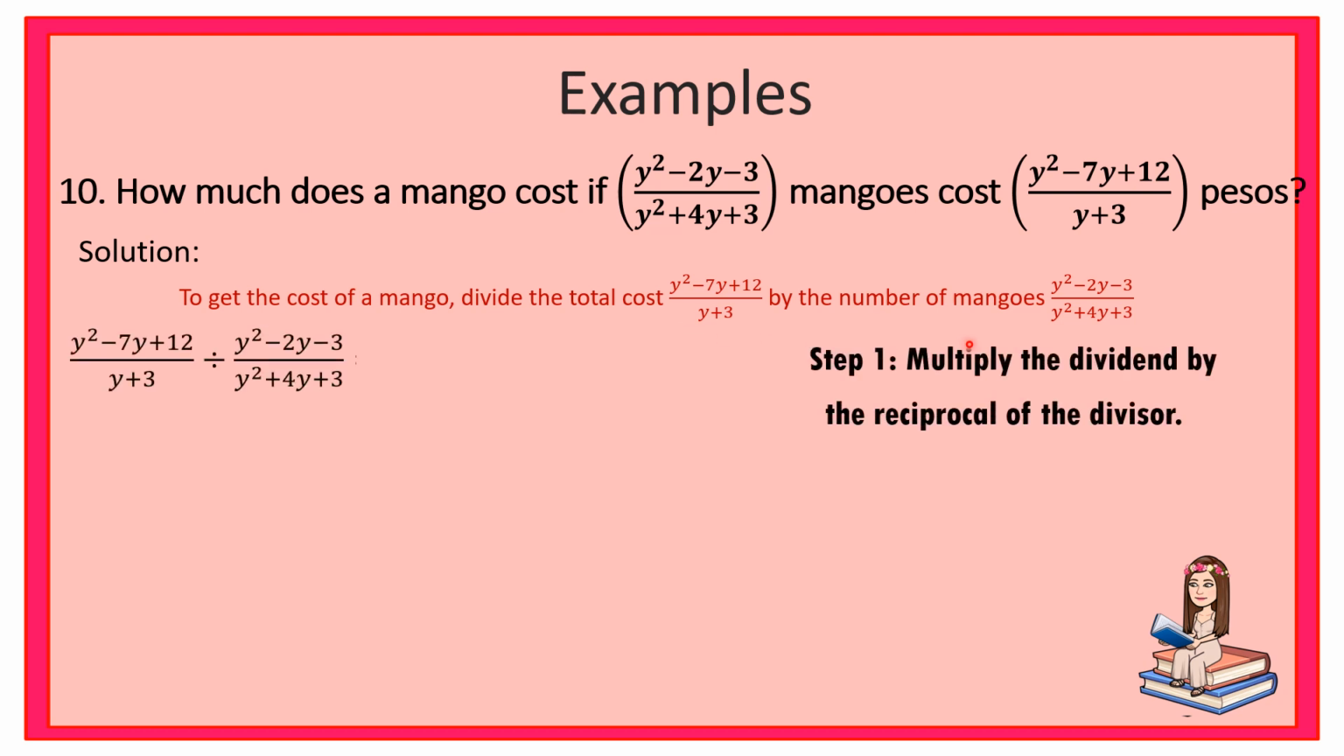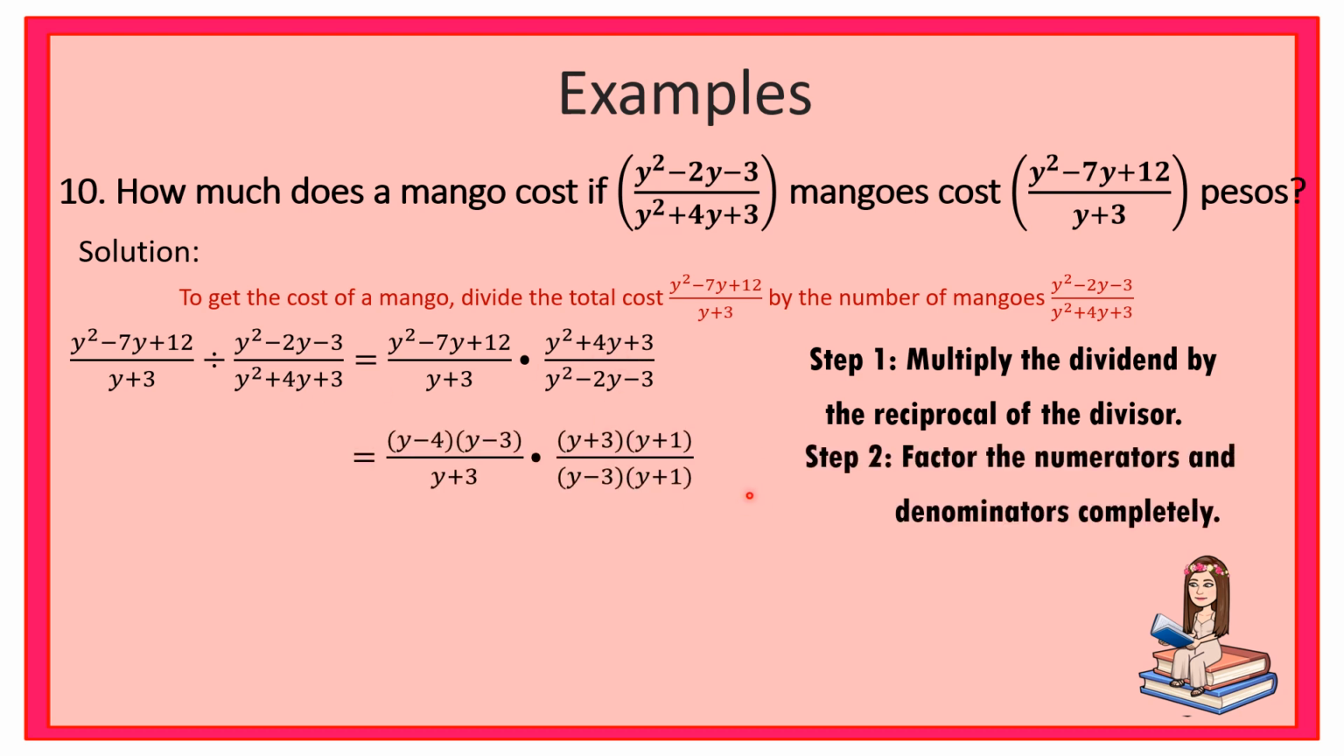So, let us rewrite that. So, ito yung cost divided by yung bilang ng mangoes. So, of course, we will change this one to multiplication. So, I just copied this one and then yung y squared minus 2y minus 3 napunta sa baba. Yung y squared plus 4y plus 3 napunta sa taas. So, next is to factor out. Ito na. Ay, ang daming y.